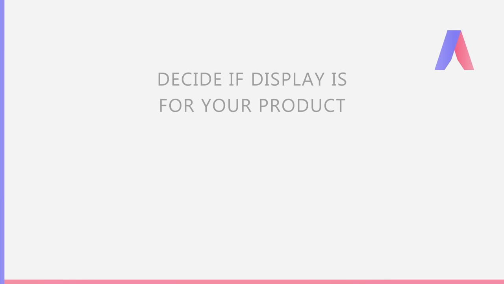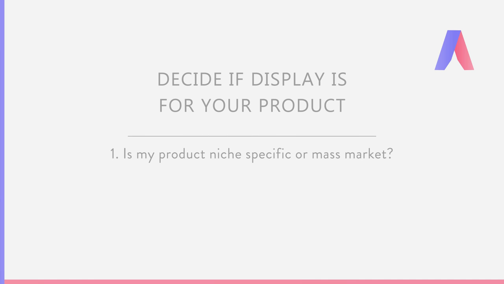Now let's first talk about and decide if display is for your product. You need to ask yourself a couple of questions. First of all, is my product niche specific or mass market? In other words, are you selling lug nuts for a 1969 Ford Mustang, right? It needs to be something that has a mass market appeal. Now, I'm not saying that no niche specific product will work, because even some niche specific products will actually cover a large range of people. And not only that, there's many places you can somewhat laser target it, but for the most part, it's really meant for mass market, okay?